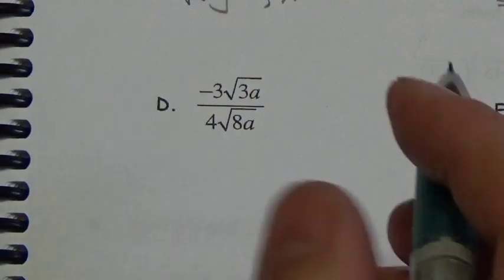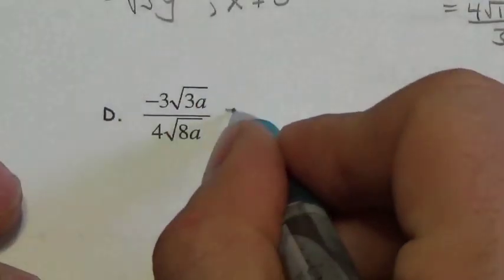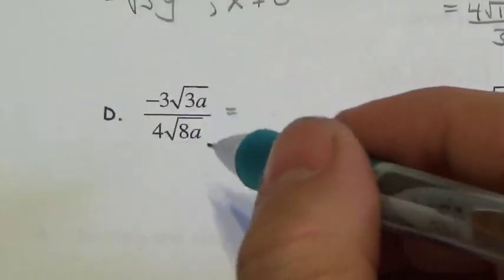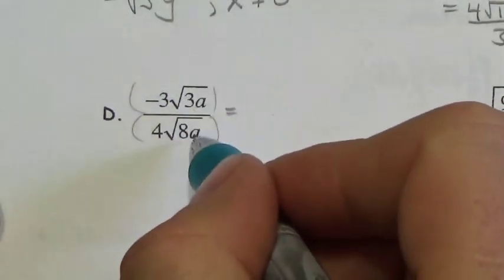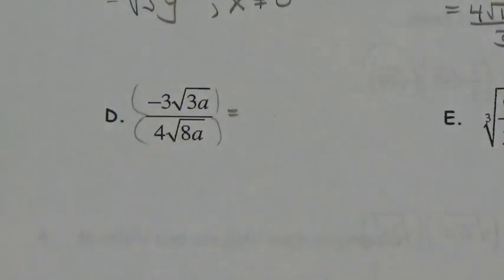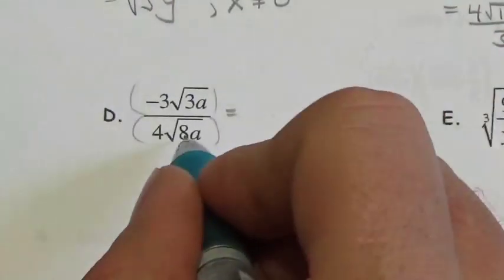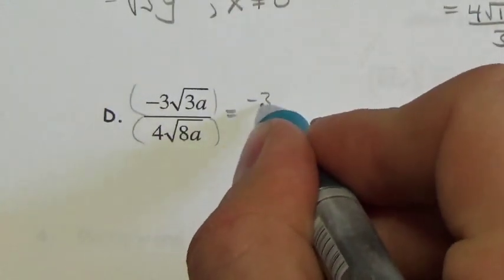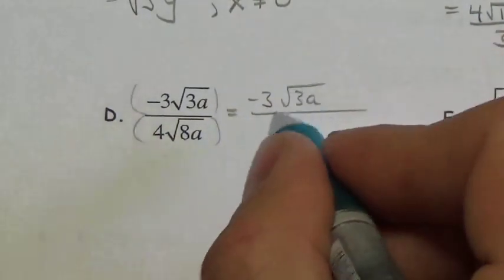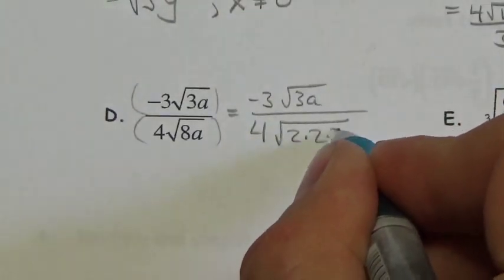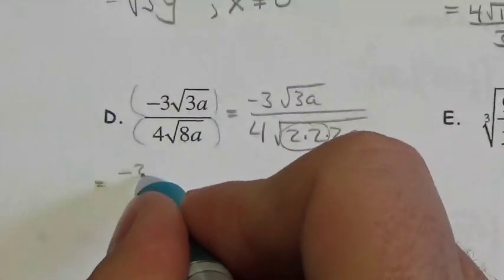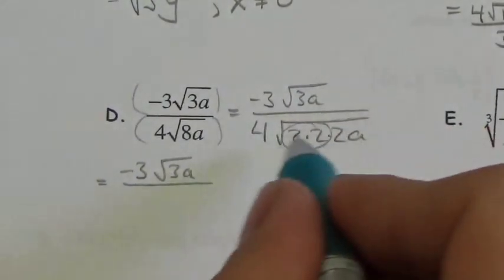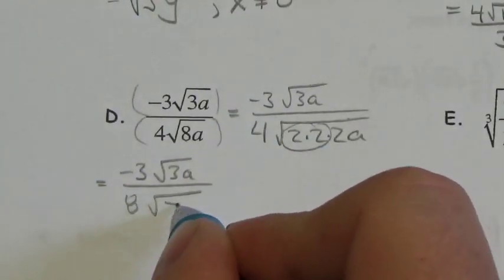All right, here. Now, before I start doing the division here, I want you to understand that that bar implies a set of brackets around the numerator and the denominator. So I want to simplify those things first before I try the division. And the reason I say that is because I see a root 8 down there, and I know I can simplify a root 8. So this will be 4 root 2, 2 times 2 times 2, and then there's an a in there as well. There's a pair of 2's, so I'm going to pull that out. So this expression, even before I think about the division, is going to be negative 3 root 3a over 8 root 2a.